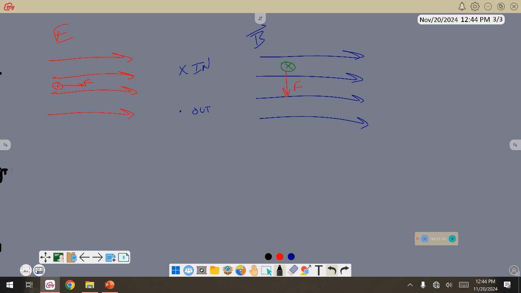There are three things necessary for it to get a force. One, there's got to be charge. Two, there has to be velocity. And three, magnetic field must be perpendicular to velocity. So then the question you ask is, what happens if magnetic field is not perpendicular to velocity? And the answer is there's no force whatsoever.